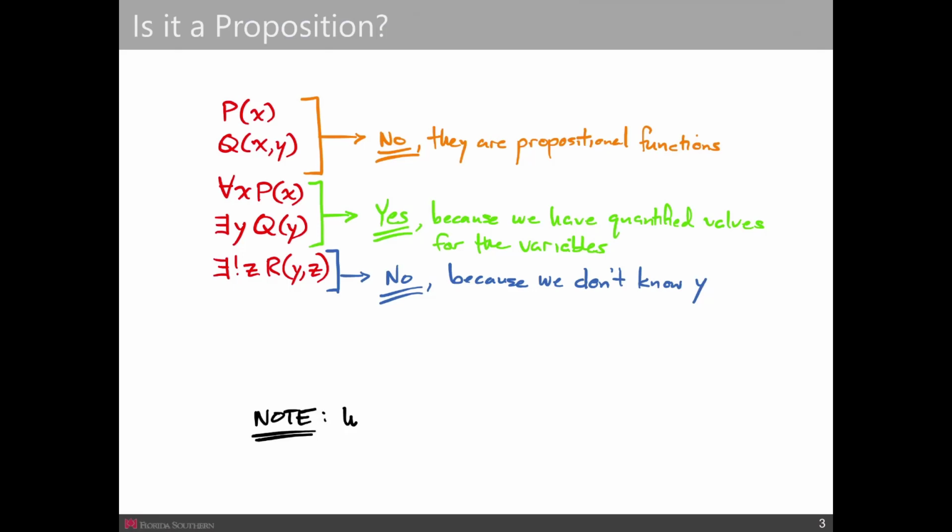I'll just add the note, in all of these cases, it is a good idea that we specify the domains for all the variables.